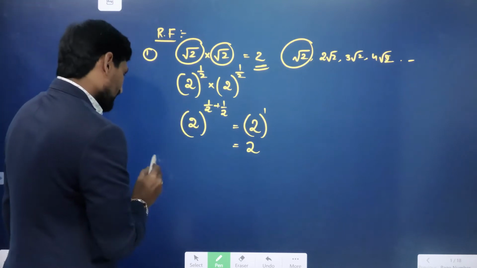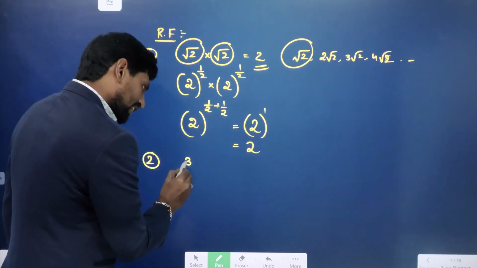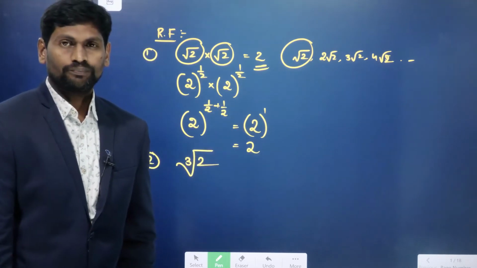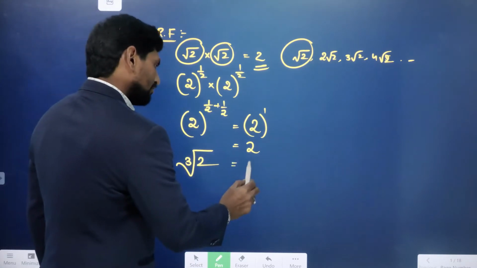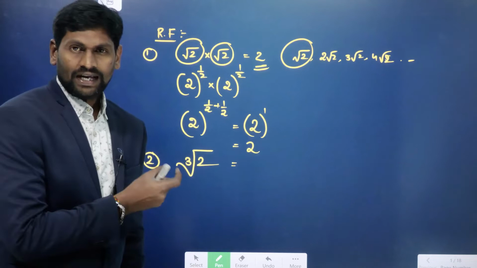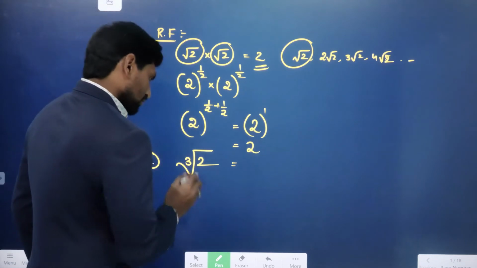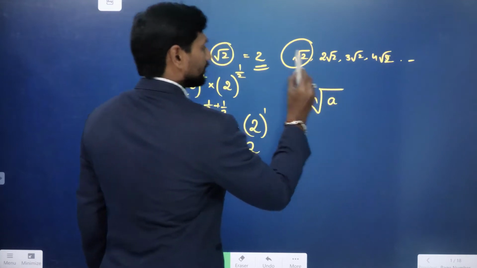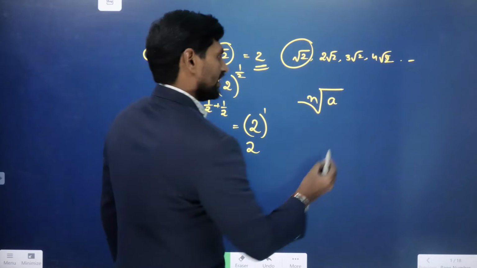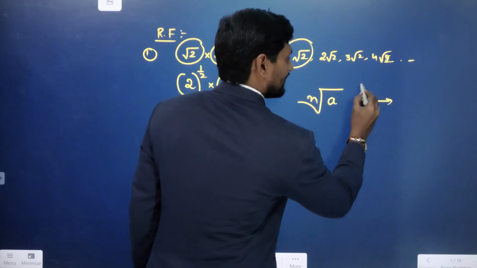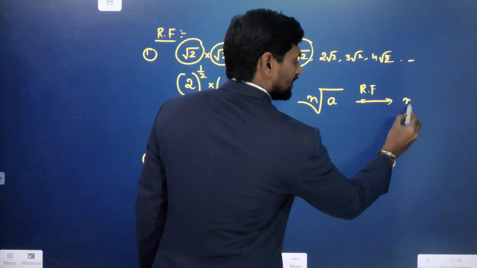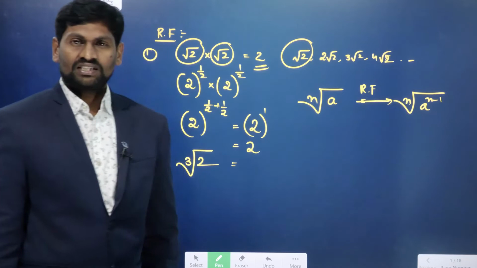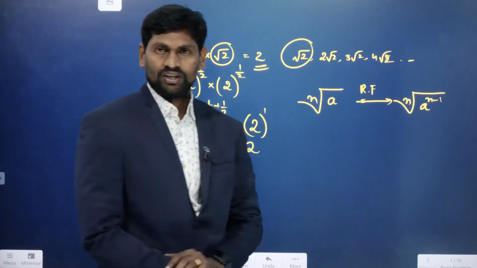Okay, so root 2 is there. But while you are talking about cube root 2, what is the rationalizing factor of cube root 2? It also has multiple rationalizing factors. So simply, if a surd is in the form of nth root of a, then its rationalizing factor is nth root of a power n minus 1.